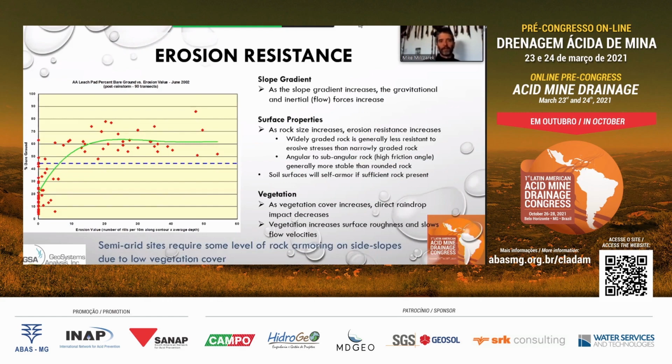Now, erosion resistance, as I discussed, as the angle increases, the gravitational forces increase. In general, as the rock size increases, the erosion resistance increases. Widely graded rock, or what's called well-graded rock, where there's a lot of different particle size distribution, is generally less resistant than where you have a more well-sorted type rock. Again, the type of rock, whether it's angular or subangular, and this gets into the design of what you put into channels. Riprap, for example, subangular rock is more stable than rounded rock.